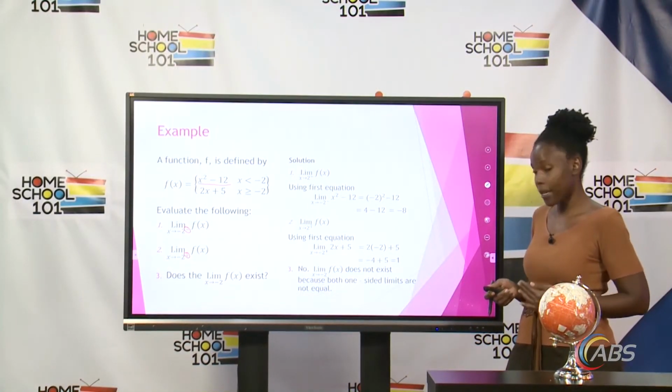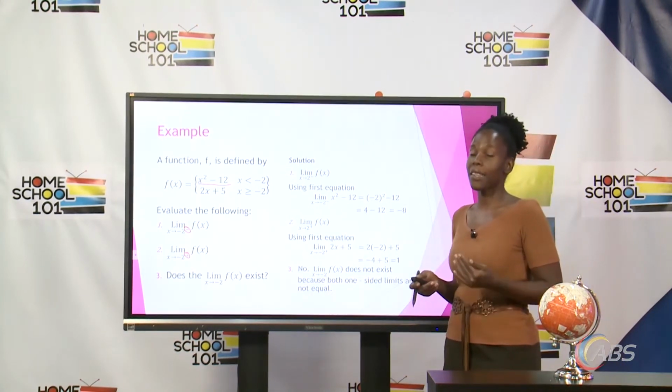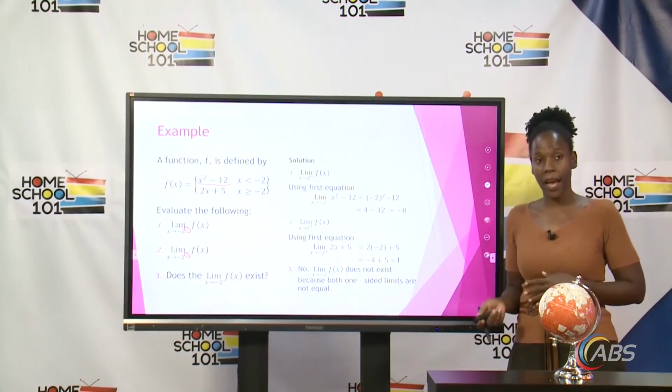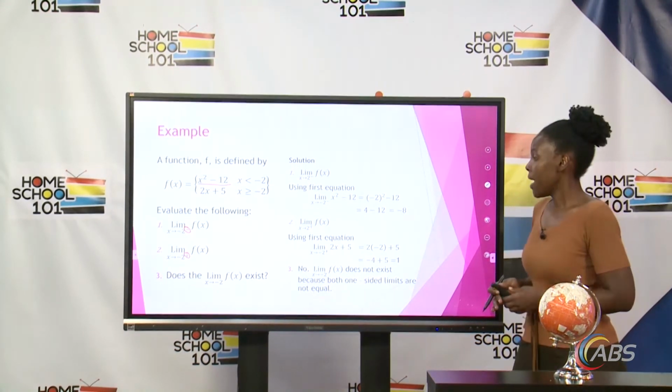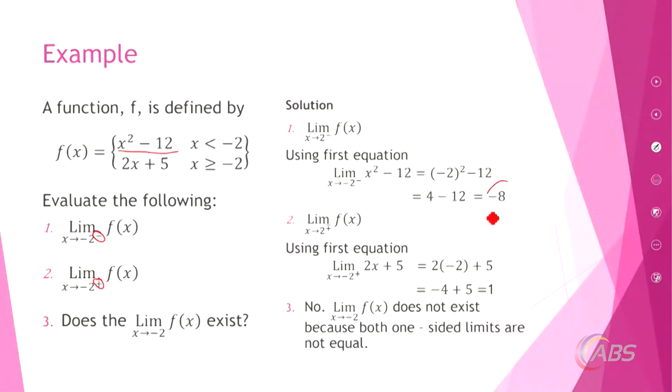negative 2 exist? Now remember we said that the limit exists if both the left-hand and the right-hand limits exist and are equal. In this case, because I have a negative 8 and a 1, the values are not the same, hence the limit does not exist because left-hand and right-hand limits are not equal.